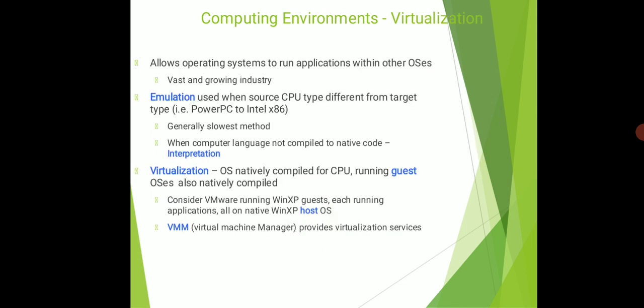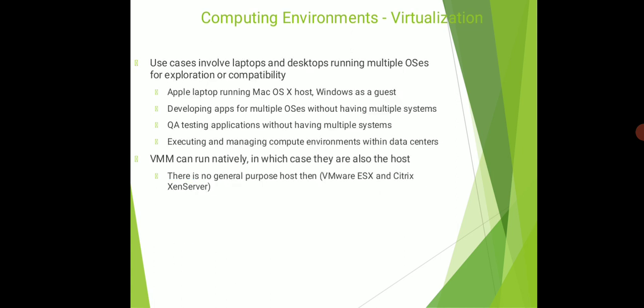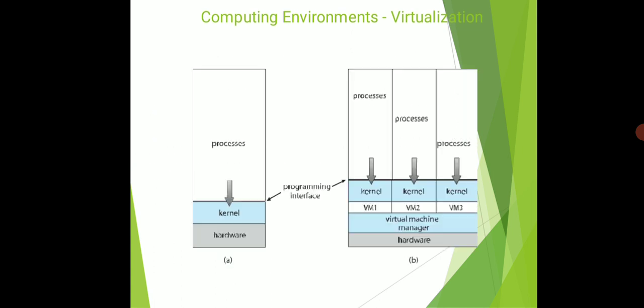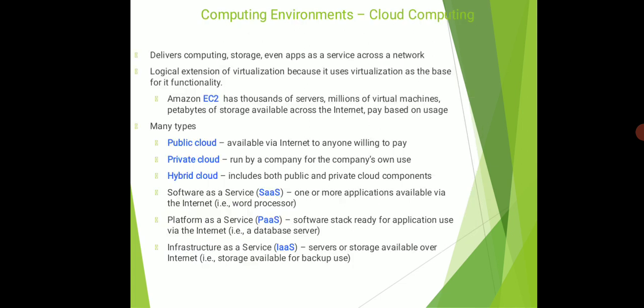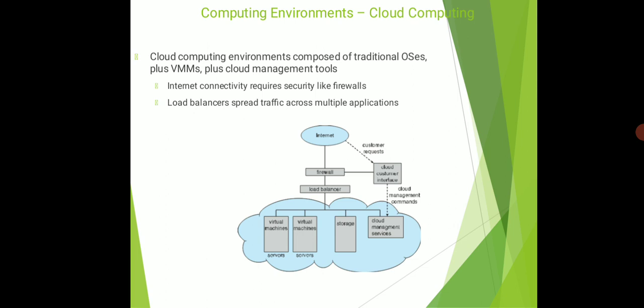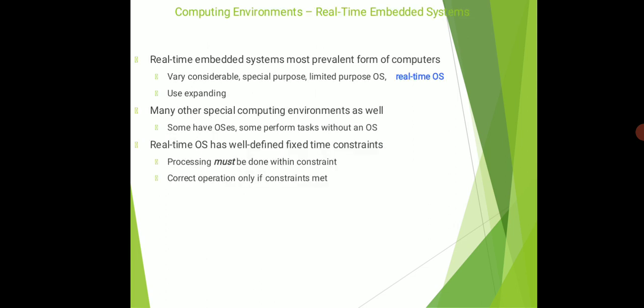It is a protocol. Next, computing environments: emulation and virtualization we are seeing in this. And this is an example of virtualization. This is the computing environment for cloud computing. There are many types: public cloud, private, hybrid. Then we have lots of services. SaaS, software as a service. PaaS, platform as a service. IaaS, infrastructure as a service. And then this is a diagram for cloud computing.